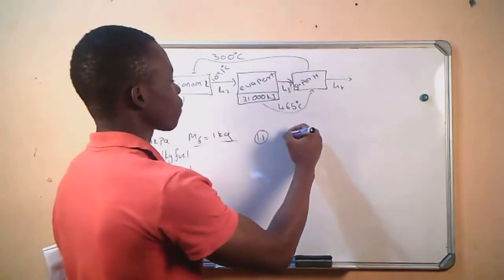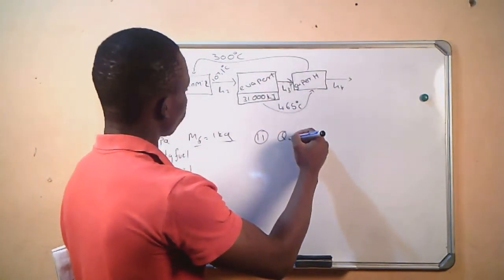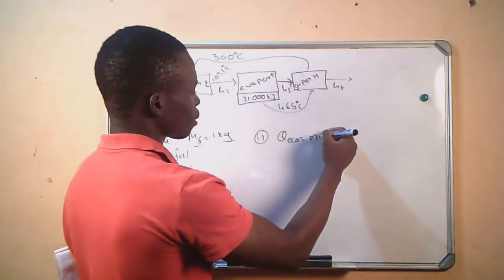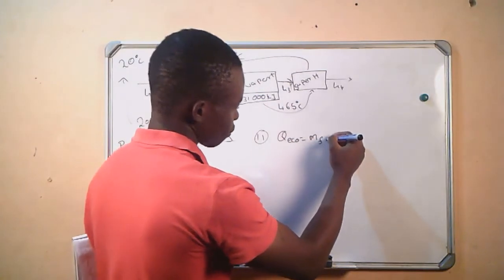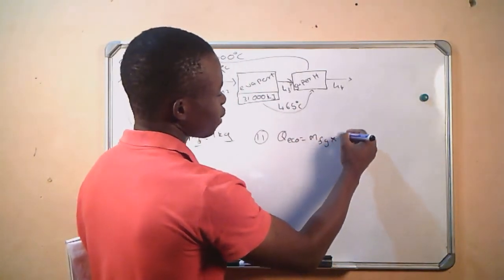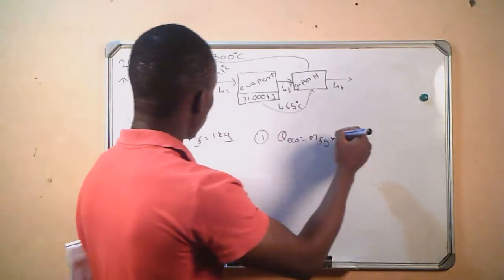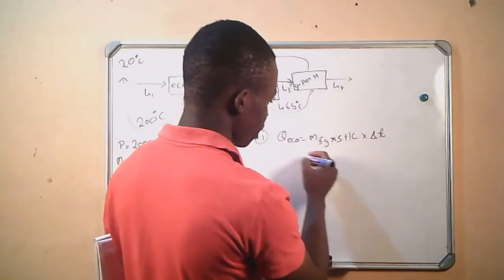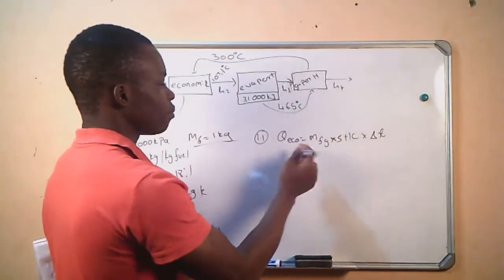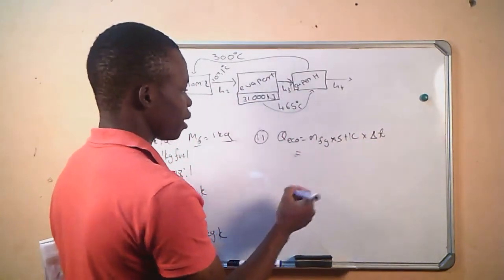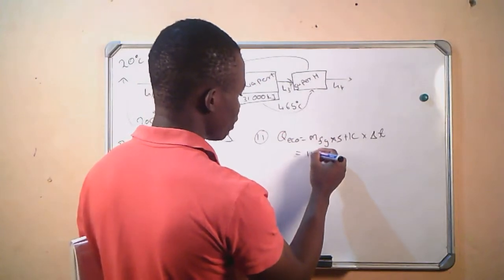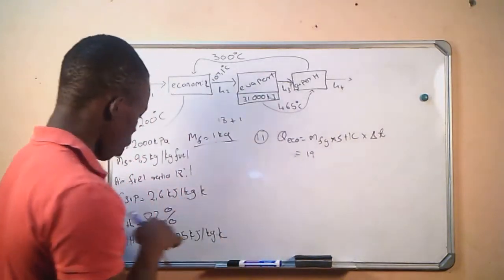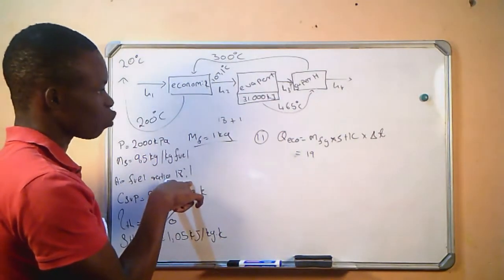We are going to say the Q or heat energy in the economizer is equal to the mass of the fuel gases times the specific heat capacity of the fuel gases times the change in temperature of the fuel gases. Mass of the fuel gases is equal to 19, which will be 18 plus 1 according to the fuel ratio that we have.